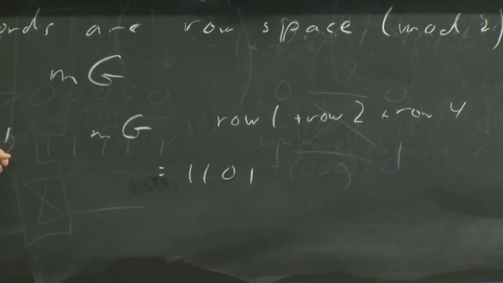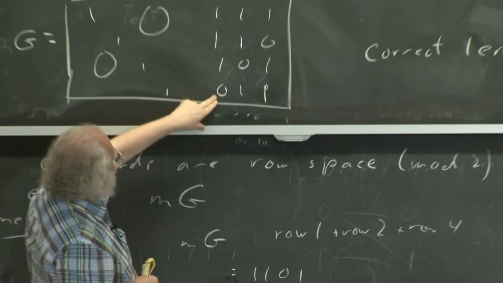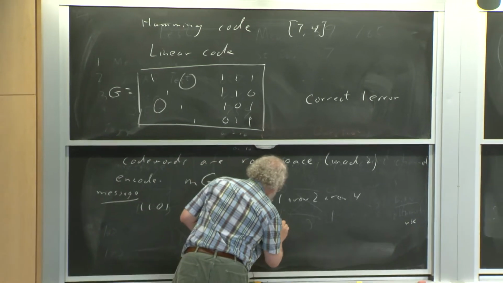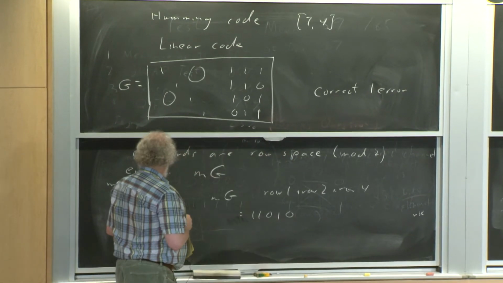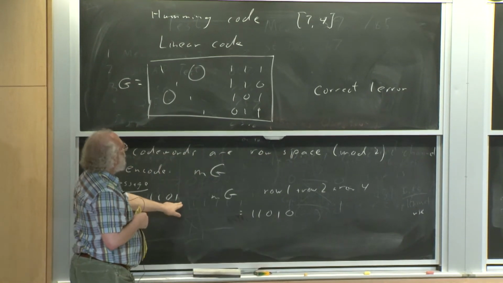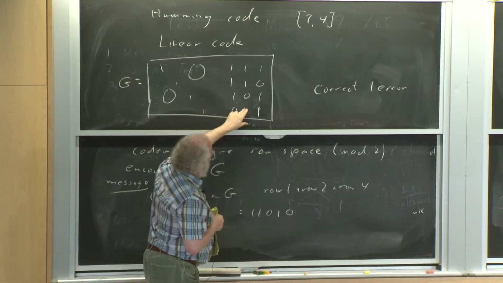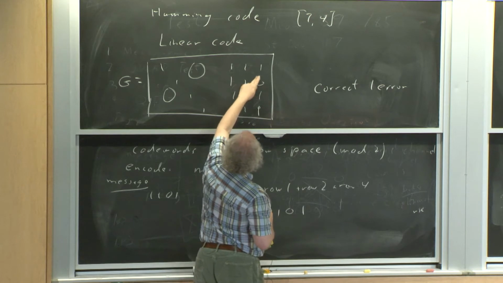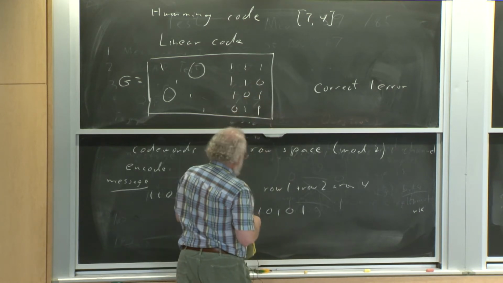And the next 3 bits, it's 1 plus 1 plus 0 for the 5th bit. So that's a 0, because 1 plus 1 is 0. The 6th one, it's 1 plus 1 plus 1. So that's 1. And the 7th one, it's 1 plus 1. So that's 0.